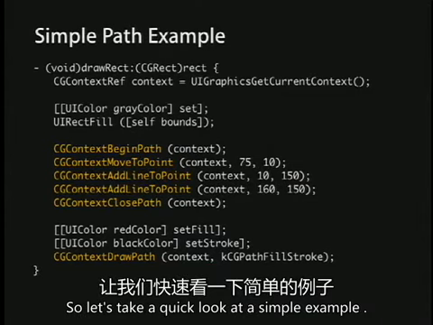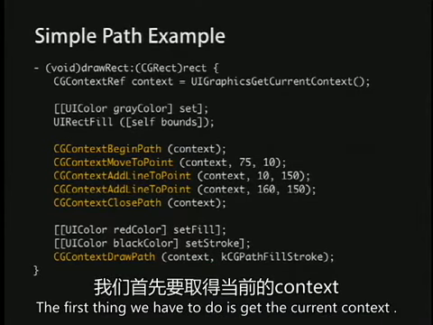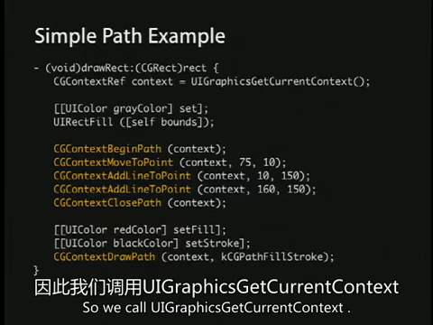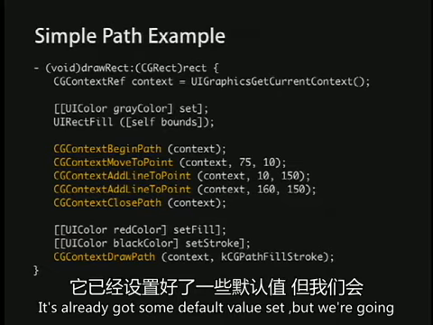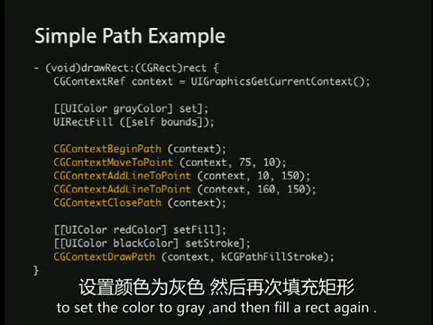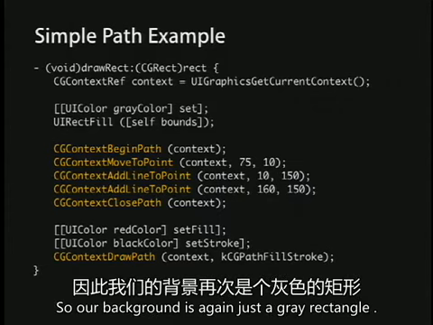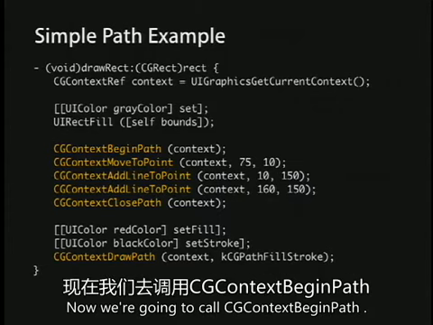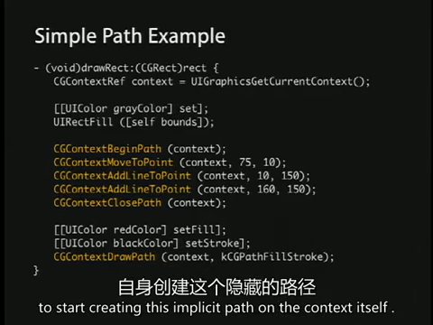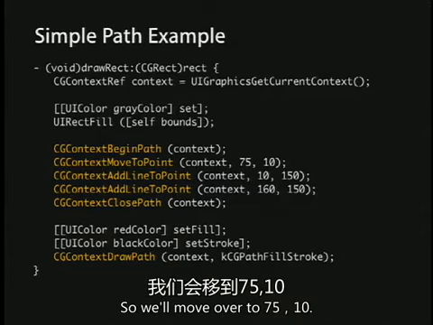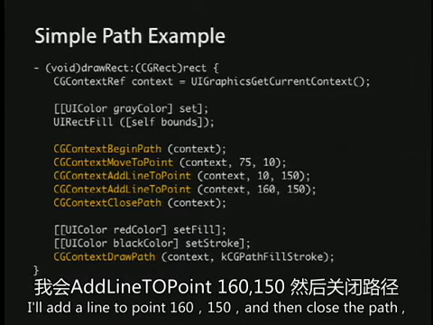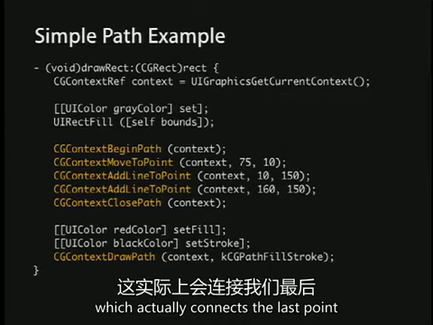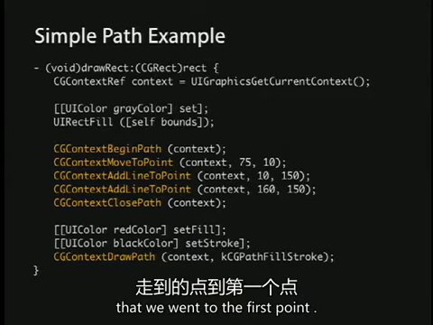So let's take a quick look at a simple example. We've still got our drawRect here. The first thing we have to do is get the current context. So we call UIGraphicsGetCurrentContext. That gives us back the CGContextRef that UIKit created for us. It's already got some default values set, but we're going to set the color to gray and then fill a rect again. So our background is again just a gray rectangle. Now we're going to call CGContextBeginPath. So this tells the context that we want to start creating this implicit path on the context itself. Then we'll move to point, so we'll move over to 75,10. We'll add a line to point 10,150, add a line to point 160, and then close the path, which actually connects the last point that we went to the first point.